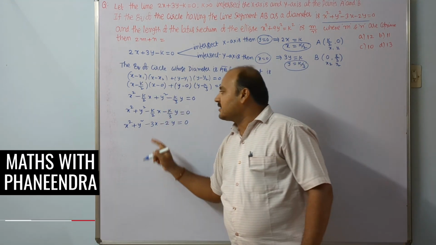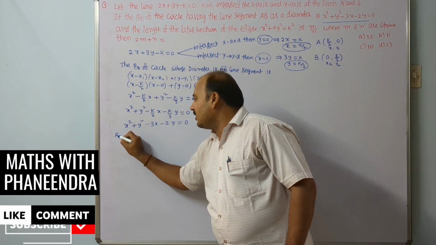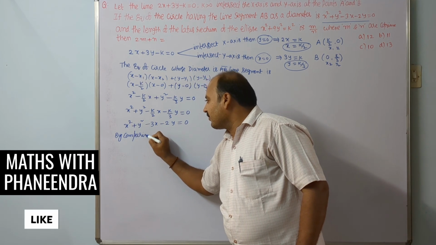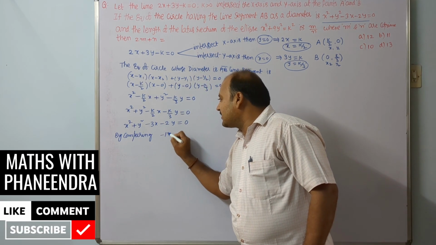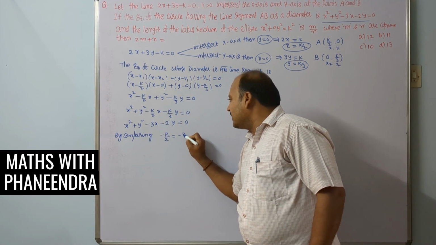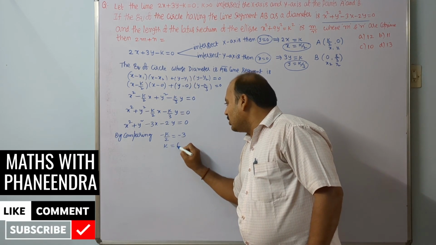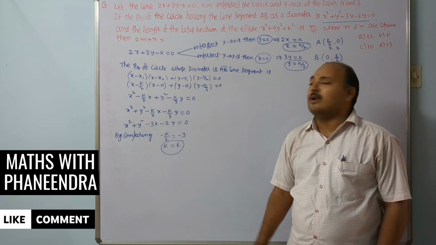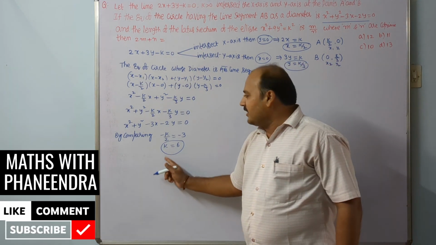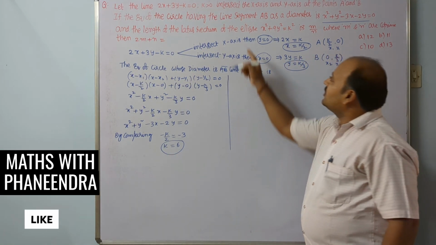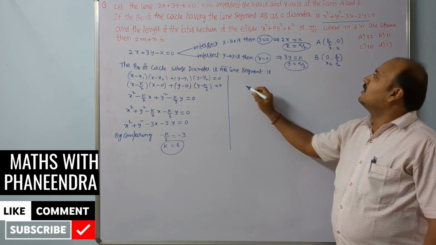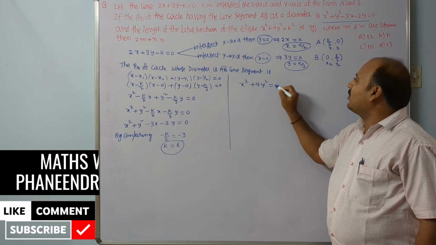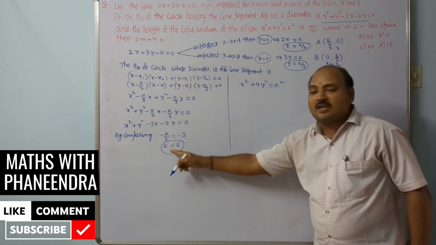By comparing the x and y coefficients in this equation, -k/2 = -3. So k = 6. Either the x coefficient or the y coefficient, you will get the same answer, dear students. After getting the value of k, you come to the ellipse equation. The given equation of the ellipse is x² + 9y² = k². We got the k value.